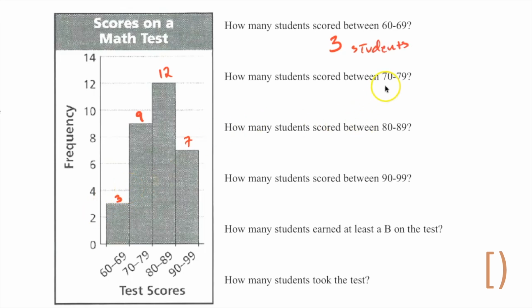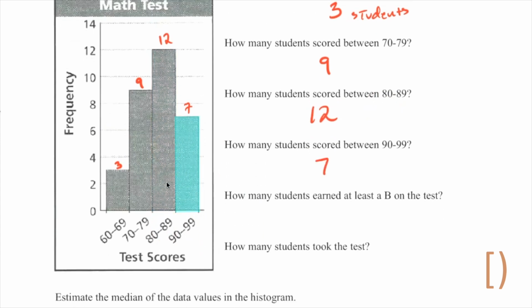Okay, how many scored between 70 and 79? 9 of them did. How many scored between 80 and 89? 12. We already did all the hard work. Between 90 and 99, 7.